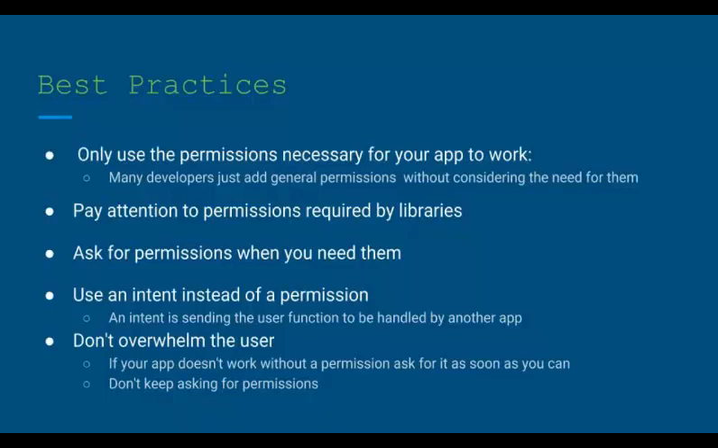Don't overwhelm the user. This kind of contradicts with asking permission when you need them. If your app wants a lot of permissions, try to gather them like how I did it before: the essential ones that the app doesn't work without, so you don't bother the user each time he wants to use a function. Just ask directly in the beginning, and if there is an optional feature, ask when you need that feature.